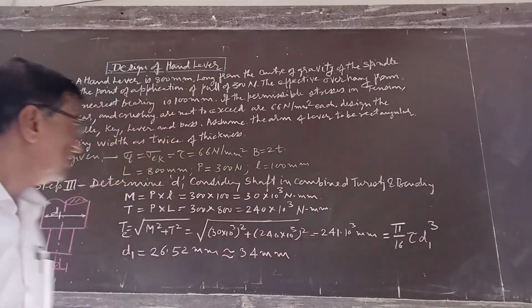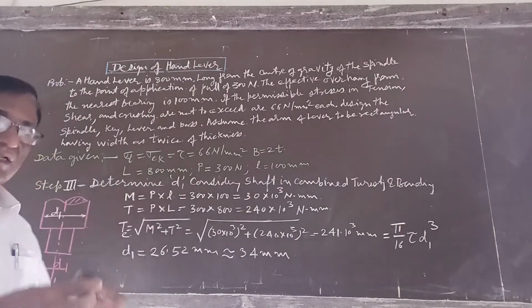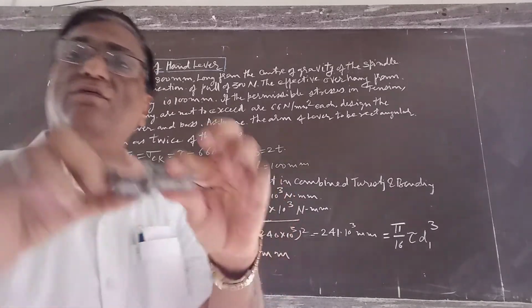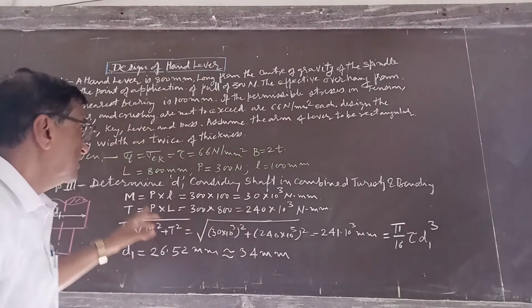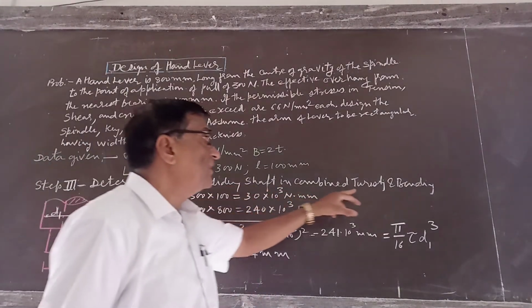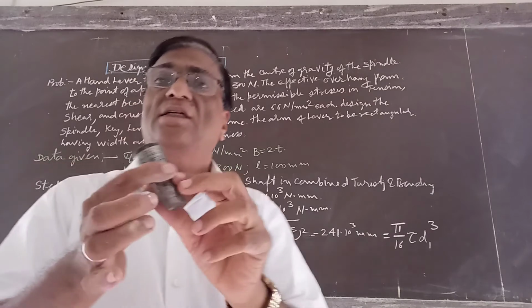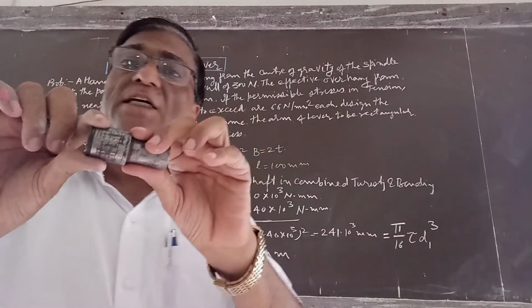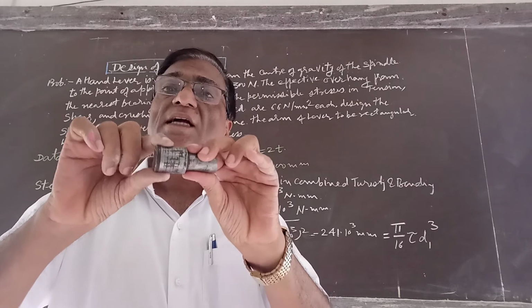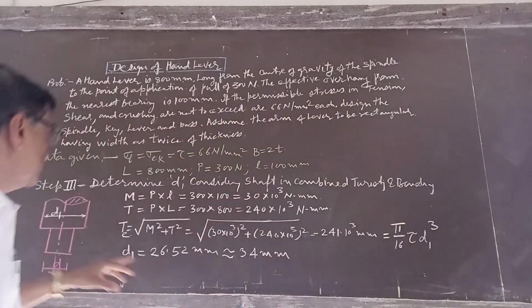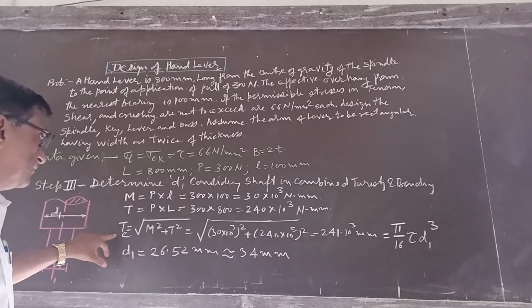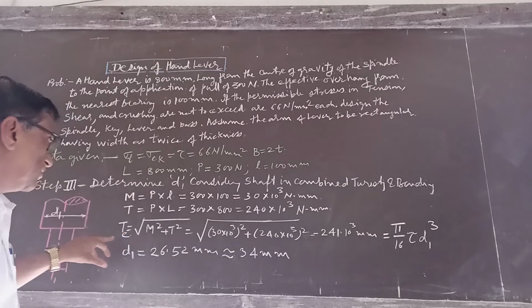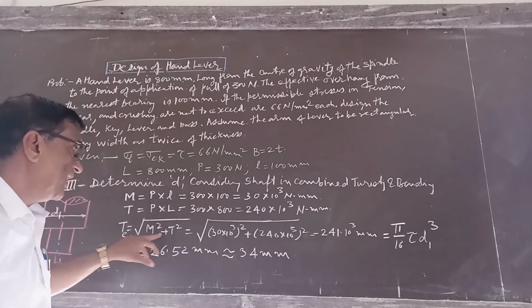Now determination of dimension D1, that is the larger portion of the shaft. We will calculate considering shaft in combined twisting and bending. This larger side portion is subjected to combined twisting and bending. So we will apply the maximum shear stress theory. Here we will calculate the equivalent torque. Equivalent torque is given by root of M square plus T square.